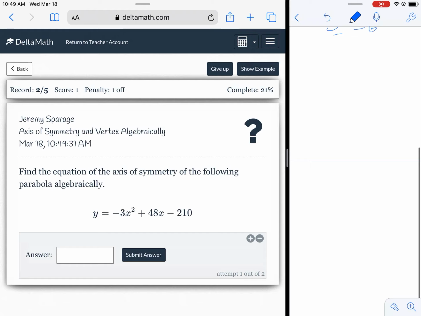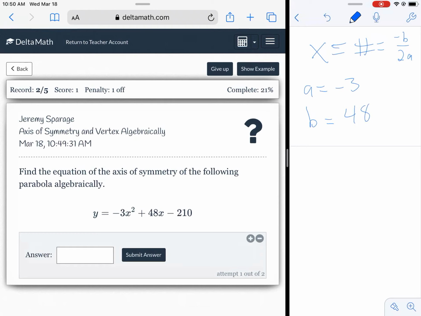For the next problem, we need to find the equation of the axis of symmetry. Remember, axis of symmetry is always of the form x equals a number. And this number specifically is negative b over 2a. Our a value is going to be negative 3 because that's the number in front of x squared. And our b value is going to be 48 because that's the number in front of x.